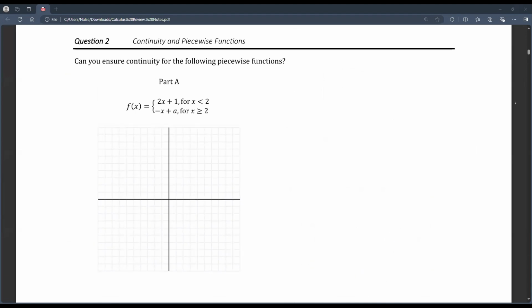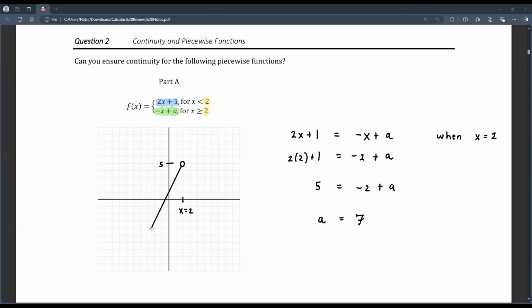Question 2 asks us to find the value of a to make the piecewise function f continuous. Here, we see that function f has 2 pieces, and these 2 pieces must connect to keep function f continuous. Specifically, the 2 pieces must share the same value when x equals 2. Solving this equation shows us that a would have to equal 7. Then, by graphing out the piecewise function, we can show that we have found the correct value of a. This is because we see a function that is perfectly continuous.